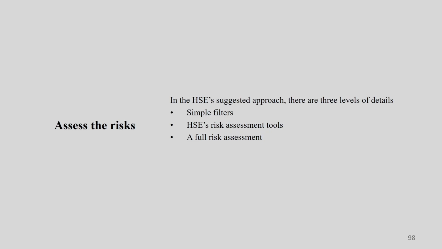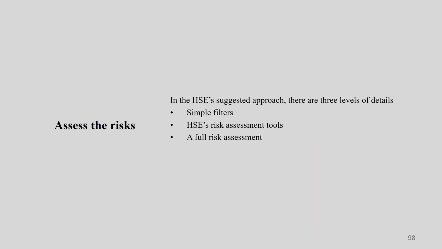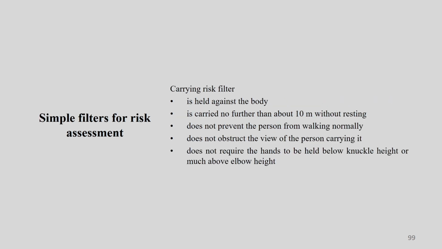Now next, in the HSC suggested approach, there are 3 levels of detail. One is the simple filter, another is HSC's risk assessment tool, and third is a full risk assessment. Depending on the availability of resources and the intervention type, you can choose any one of them to assess the risk. So we have 3 processes: the simple filter, then the risk assessment tool, and the full risk assessment. Let us discuss one by one.